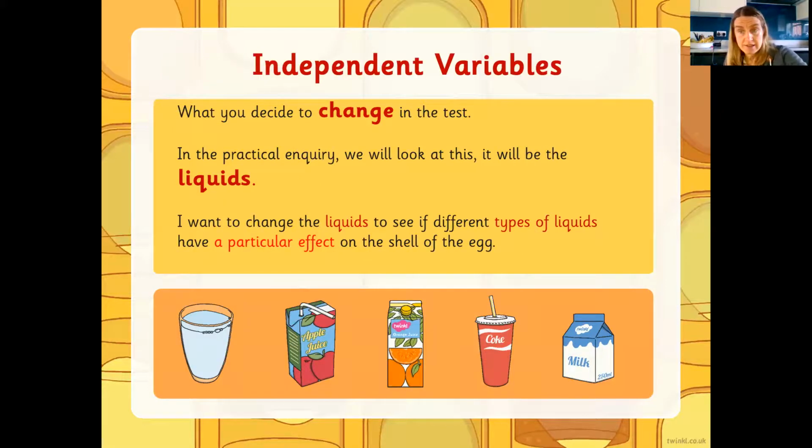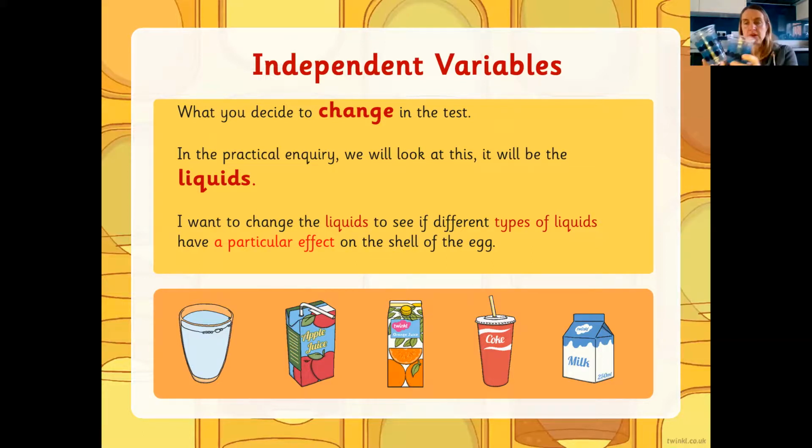Right, next thing we need to think about. So we're going to set up this investigation. I'm going to put a different liquid in each of my cups. I'm then going to put an egg into each of my cups, okay? Now we need to think about the things that we're going to change in this test, okay? These are independent variables, okay?